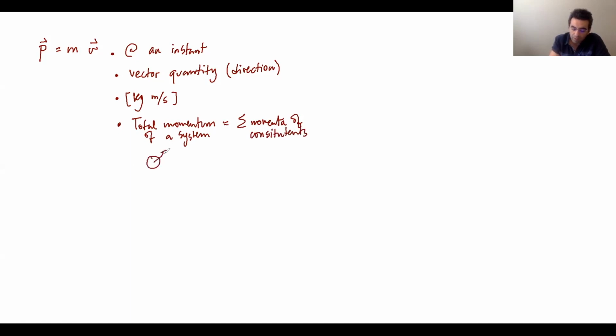I.e., if I have multiple objects with different masses and different velocities, object 1, object 2, and so on, then the total momentum is the momentum of the first object plus the momentum of the second object plus the momentum of the third object, and so on. I can just add them, but these are vector quantities, so I have to add them as vector quantities. So that's the story of the momentum.